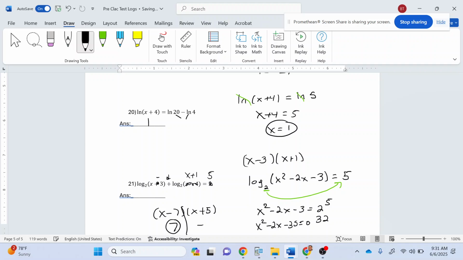7 and negative 5. Here's an issue though. Negative 5 would cause a negative inside a log, so it can't be negative 5. So it only answers 7. For sure, if I made this a multiple choice question, one of the fake answers is going to be 7 and negative 5. The only answer that works is 7. So I would just say x equals 7.